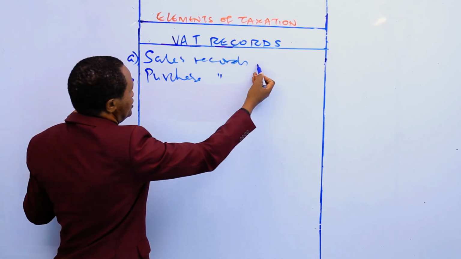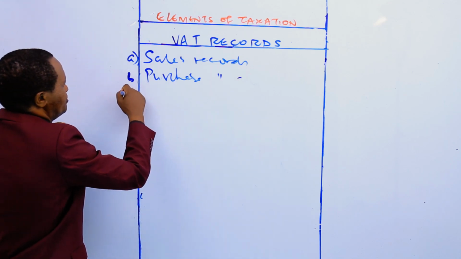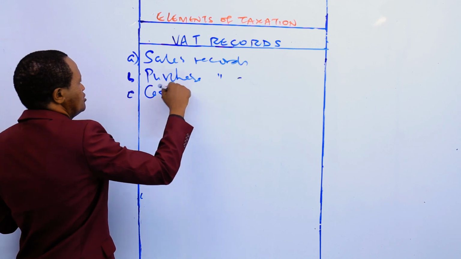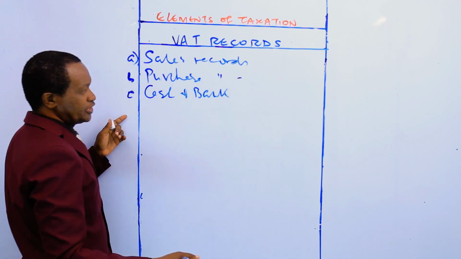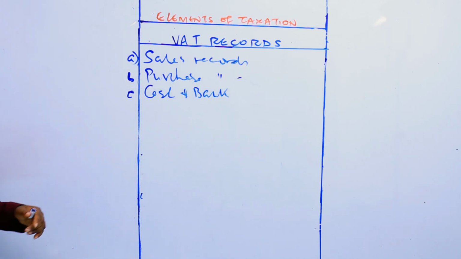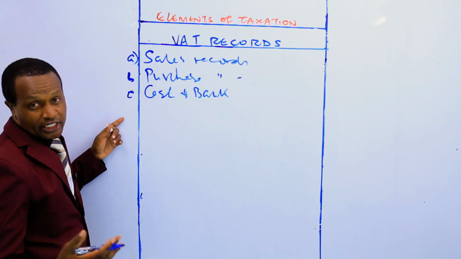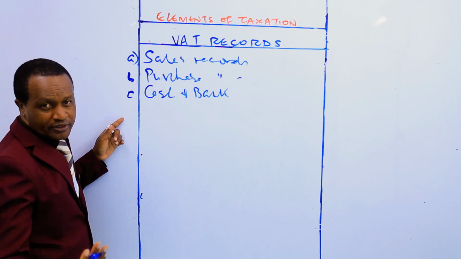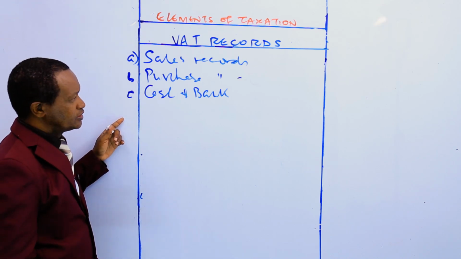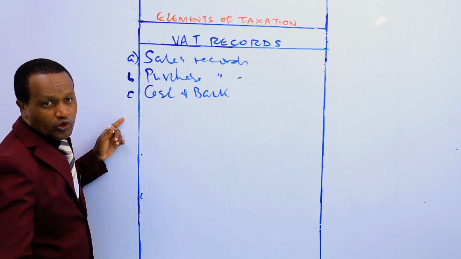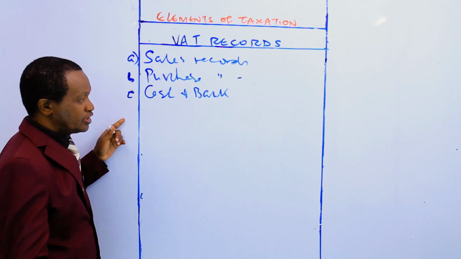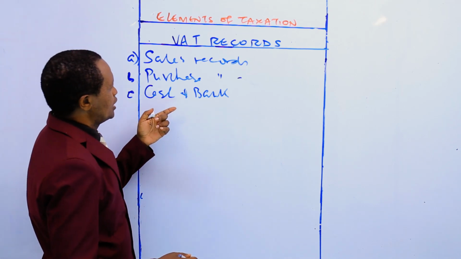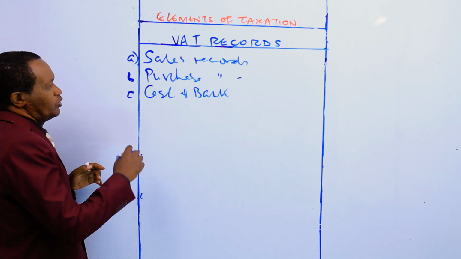So we have sales records, we have purchase records. Then number 3, there are records related to cash. These are cash and bank records. Cash and bank records include the cash book, the petty cash book, the bank statements and reconciliations. We have pay slips or cheque counterfoils, the records of all payment transactions, whether by cash, by cheque, or electronic transfer. Any transactions related to cash or bank, those records are required to be maintained.